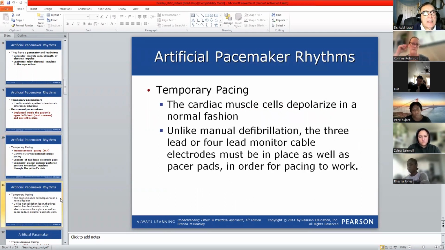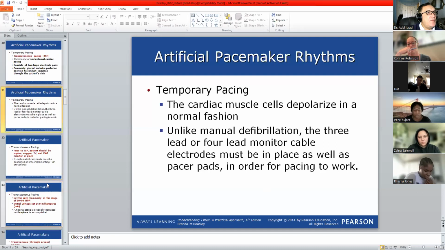So we have anterior and posterior electrodes placed in front and back of the heart. And this temporary pacing is such that the cardiac muscle will be depolarized in a normal fashion. It works normally. When we give electricity to the myocardium, it is going to be very good. Unlike manual defibrillation, the 3-lead or 4-lead monitor cable electrodes must be placed as well as the pacer pads in order to have the pacing work. Take care of this. What is the difference?